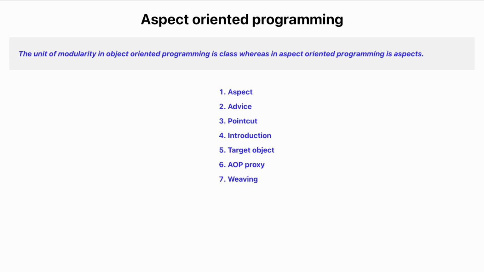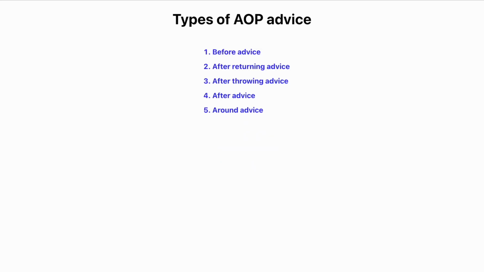AOP proxy. An object created by the AOP framework in order to implement the aspect contracts. Weaving, linking aspects with other application types or objects to create an advised object. Spring uses the following types of advice. Before advice. Advice that runs before a join point and it can prevent the flow from proceeding to the join point by throwing an exception. After returning advice.